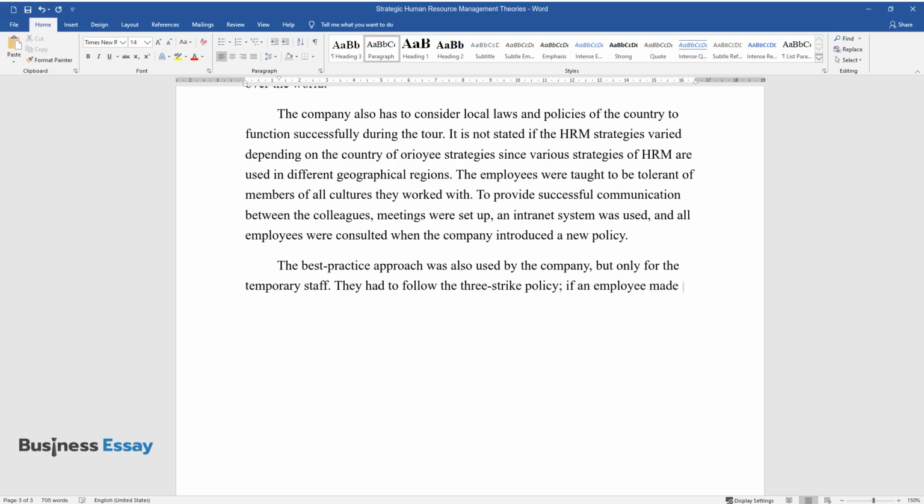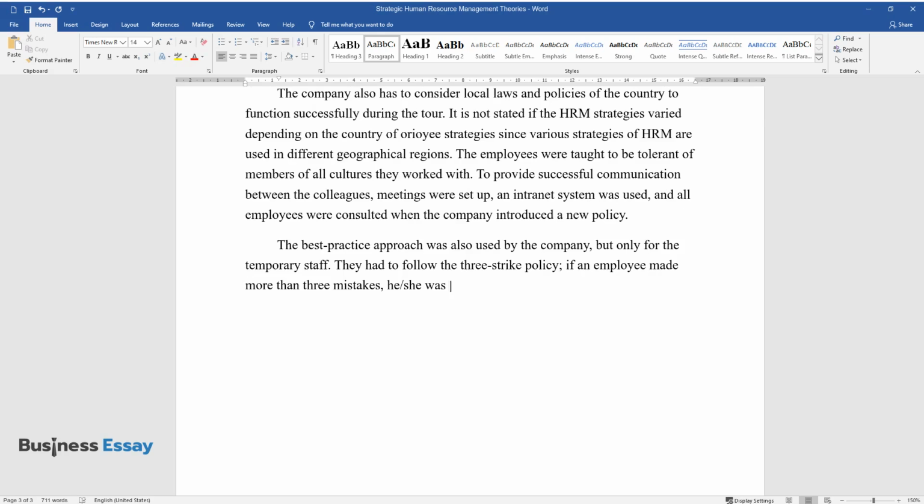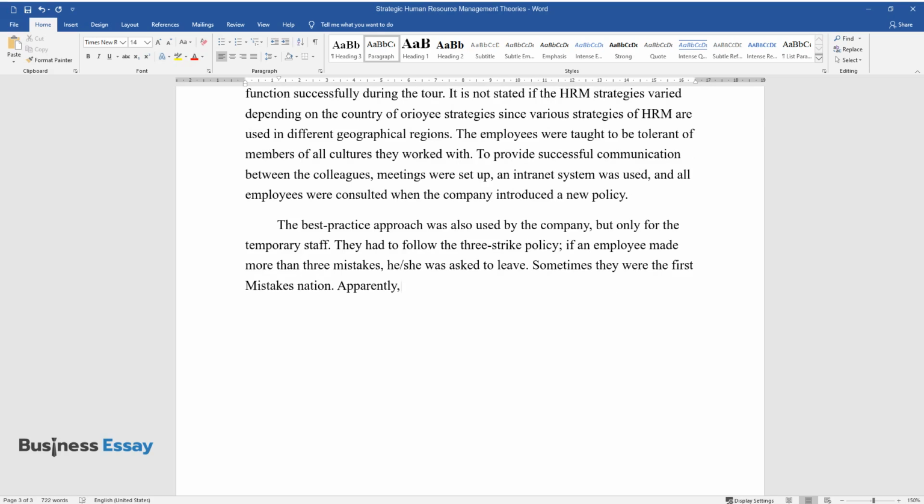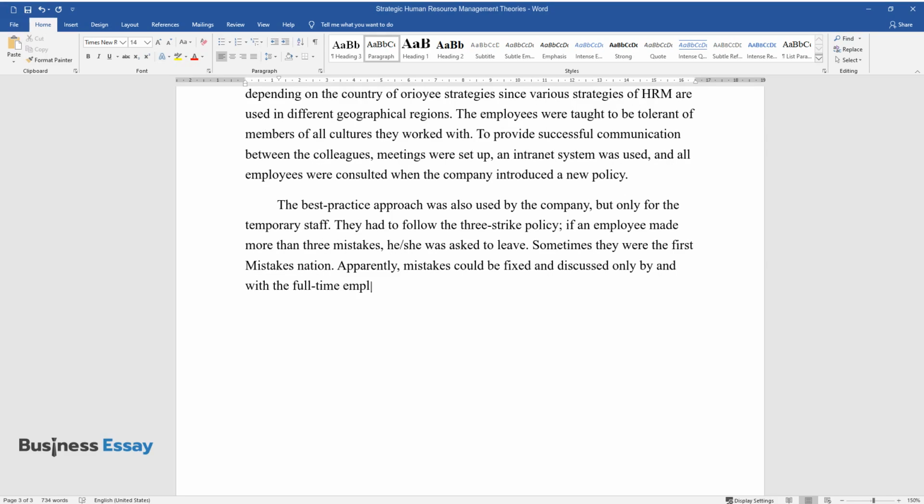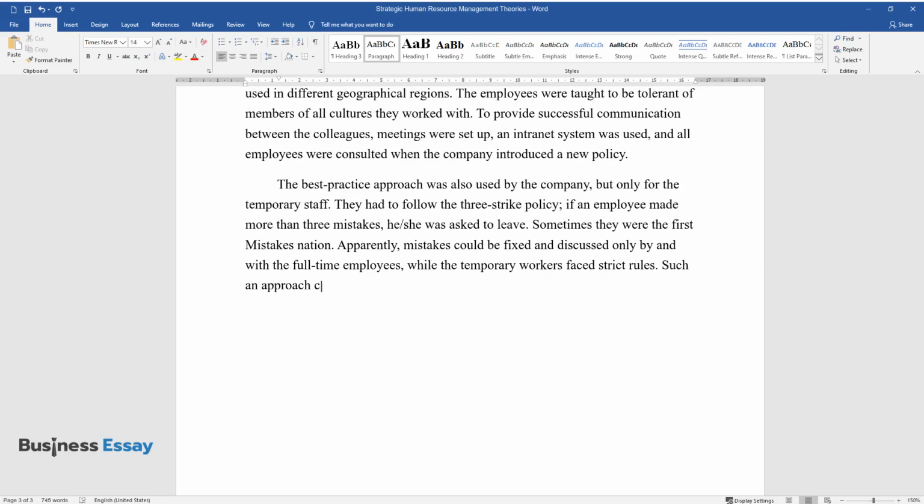If an employee made more than 3 mistakes, she was asked to leave. Sometimes they were the first mistakes. Apparently, mistakes could be fixed and discussed only by and with the full-time employees, while the temporary workers faced strict rules. Such an approach can negatively affect the company's image.